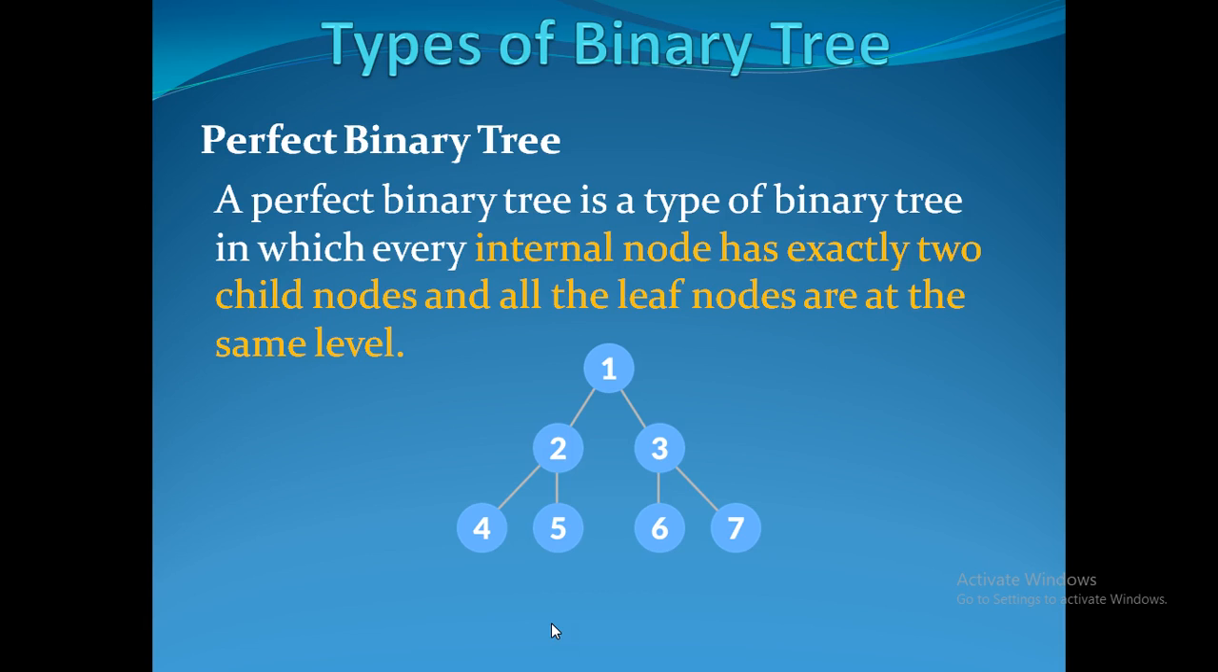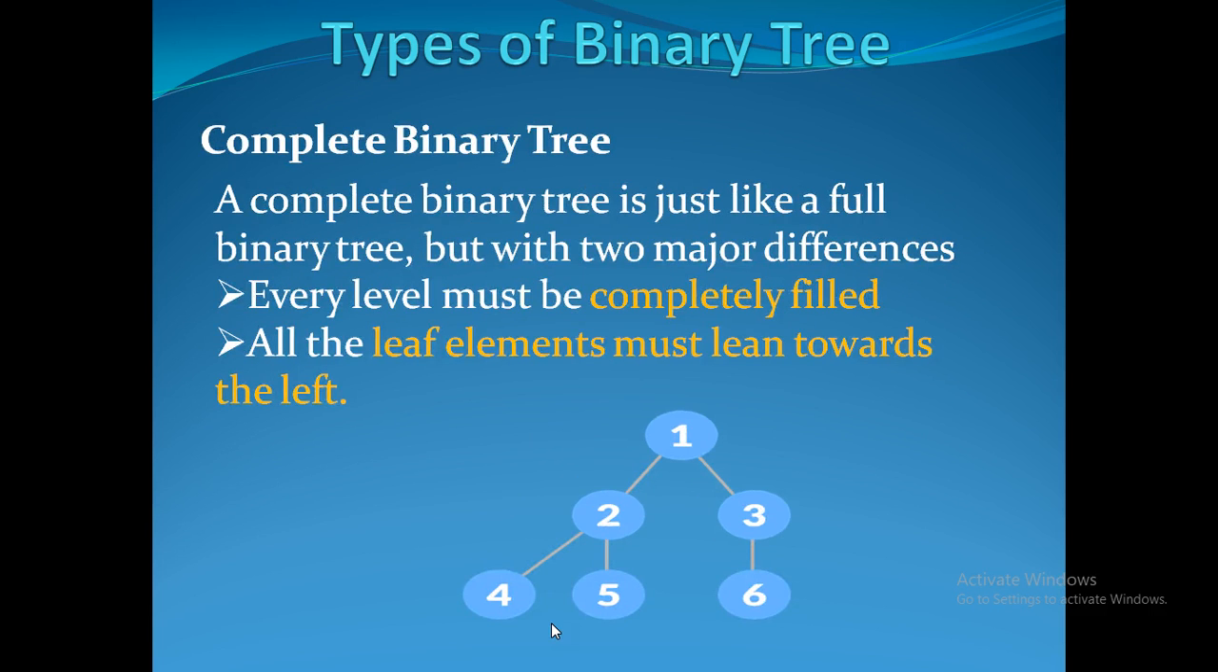Because here every internal node should have 2 children. That is the concept of a perfect binary tree. Next one is a complete binary tree.